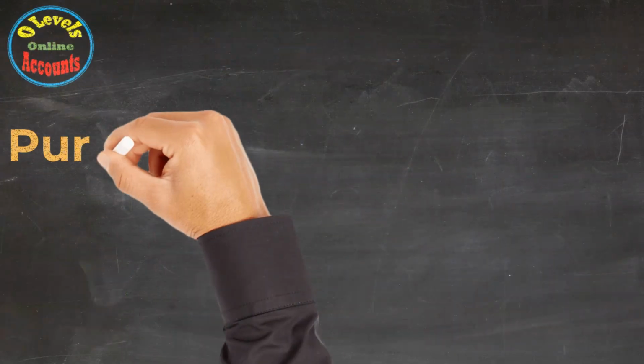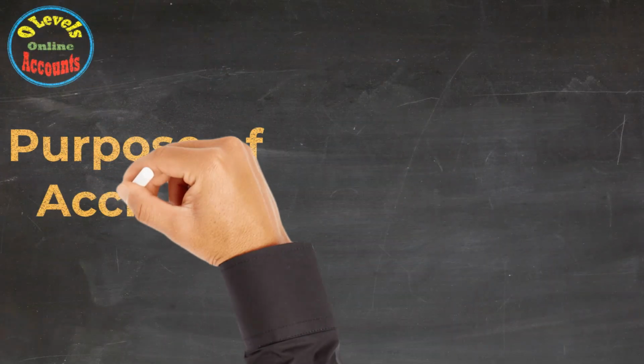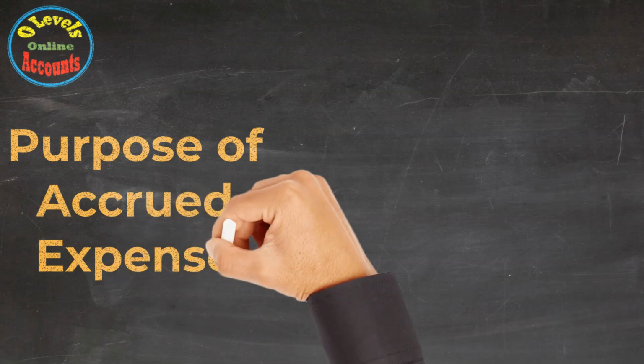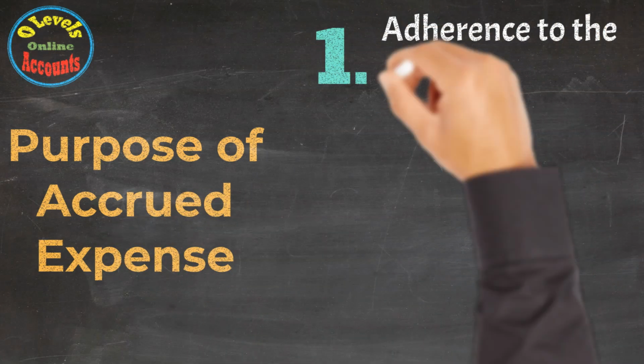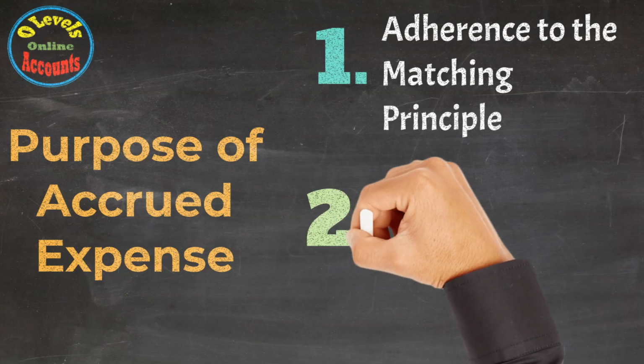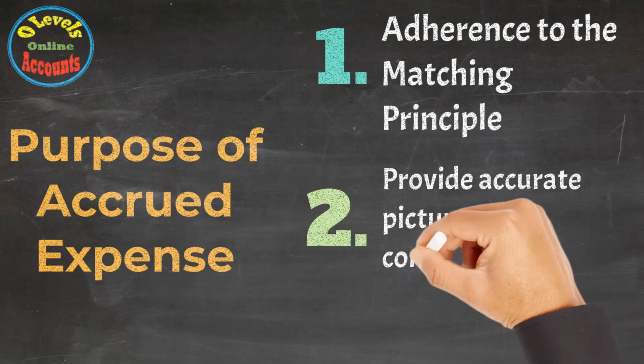In this slide we will examine the purpose of accrued expense. Number 1 is the adherence to the matching principle, and secondly, it provides an accurate picture of the financial performance and position to the management.